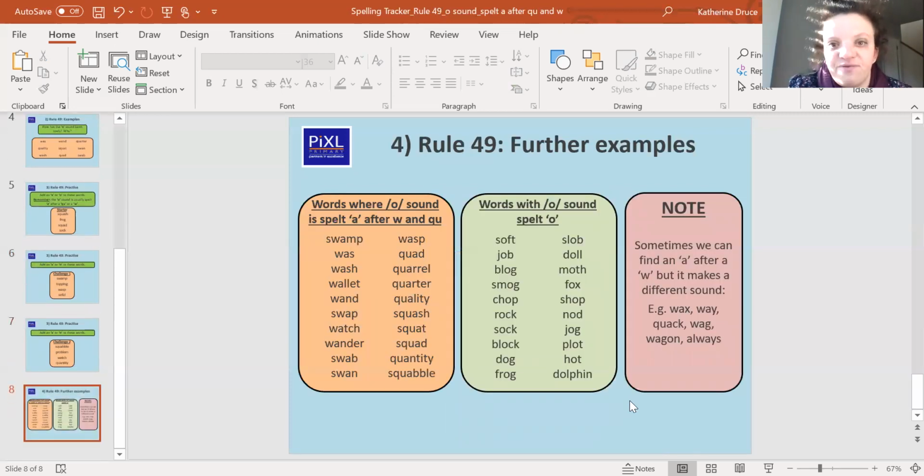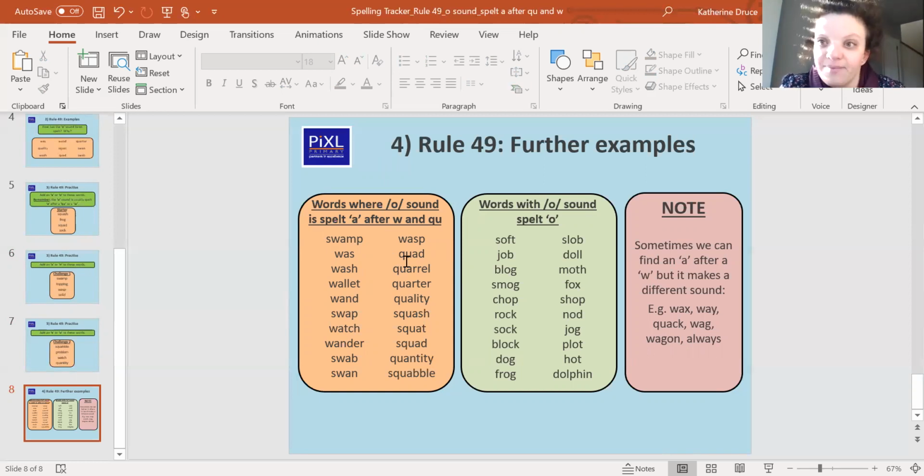Okay, so here are lots of different words, and we can see here words where the O sound is spelled A after W and QU, and then here it's when it's just spelled with an O. Sometimes we can find an A after a W, but it can make a different sound. So in these words, such as wax and way and quack and wag, it isn't making that O sound. So an A can follow a QU or a W, but it won't be making that O sound. So I want you to use some of these words in this box over here today to write some words using that O sound after a W or a QU.